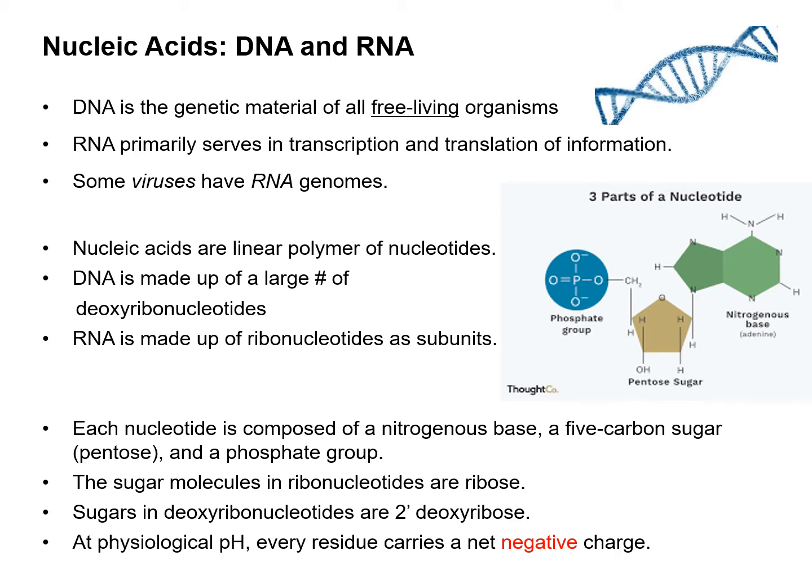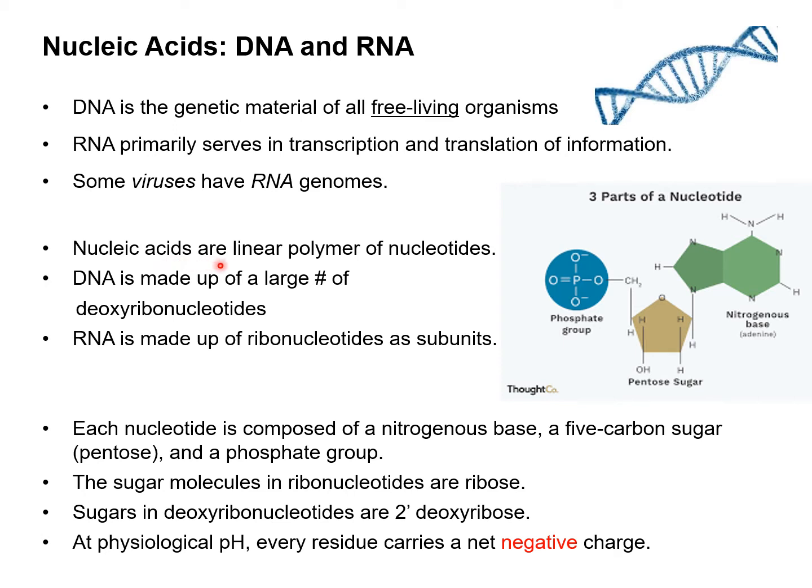DNA, which is short for deoxyribonucleic acid, is the genetic material of all free living organisms. So it contains critical information for the sustenance of life, and also it can be inherited, as you know. Whereas RNA is short for ribonucleic acid and primarily serves in the transcription and translation of the information. So this RNA basically works as a bridge between DNA and the proteins. And some viruses have RNA genomes instead of DNA, such as an infamous virus, the coronavirus.